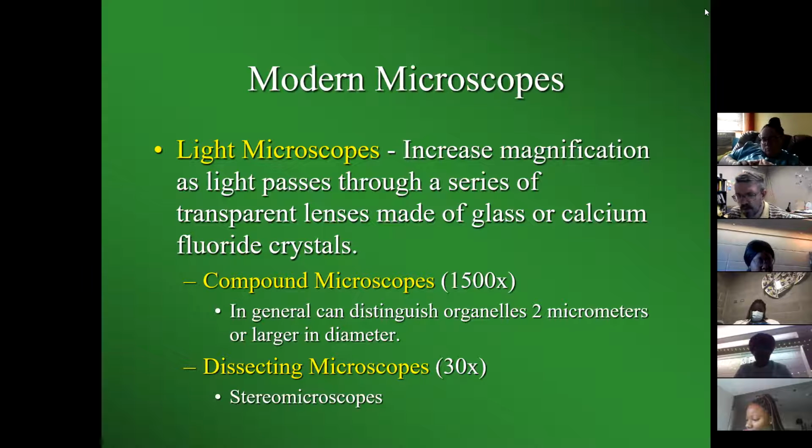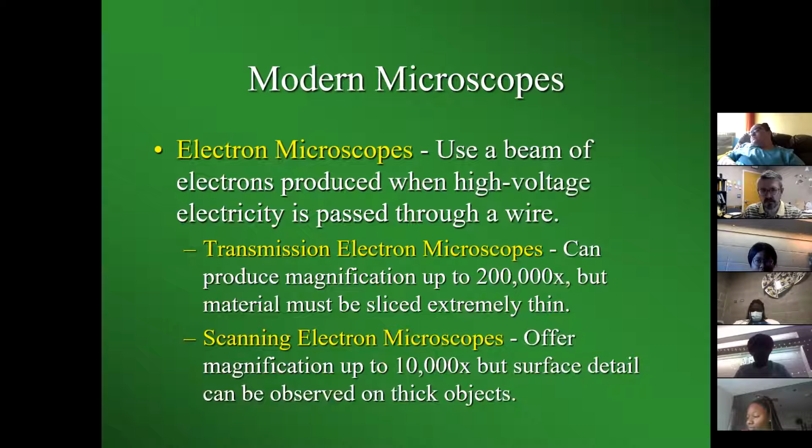We usually only go about 1,000 times with bacteria, but it is possible to go to 1,500. You can actually get down to distinguishing organelles that are 2 micrometers or larger in diameter apart from one another. We will, to some degree, maybe sometimes be using dissecting microscopes, which can go up to 30x magnification. They're also called stereo microscopes. There are also field microscopes that you can take out with you to look at different things under the microscope. We will not be using these, but I will show some pictures that are from these.